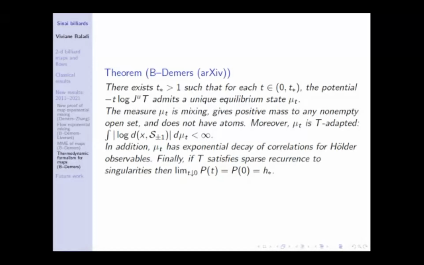And cherry on the cake, we have the quantitative mixing properties. So we have exponential decay of correlations for Hölder observables. And these statements are for T strictly between 0 and T star. You could wonder what happens when T goes to 0. And remember, when T is equal to 0, we could only construct the measure of maximal entropy if we satisfied an additional condition. And the result is that if this additional condition of sparse recurrence to singularities holds, then what you would expect holds, meaning that when the parameter T goes to 0, the equilibrium states for T converge to the measure of maximal entropy.